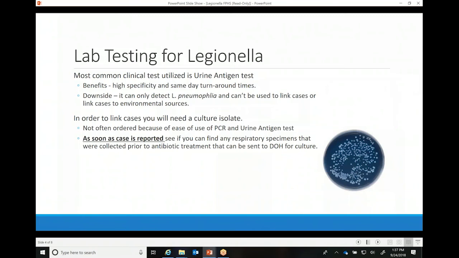It's got some disadvantages from a public health perspective. One that's not as well known is that the urine antigen test is only specific for Legionella pneumophila and not the other types of Legionella species that can cause disease. So it narrows us down in terms of what we can be looking for. The other thing that's a drawback is that this doesn't give us anything that is culturable.